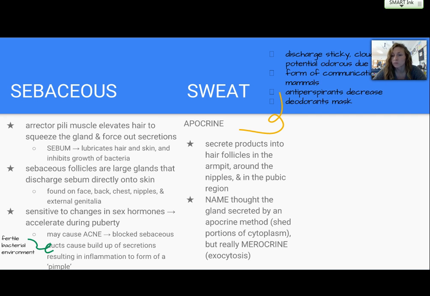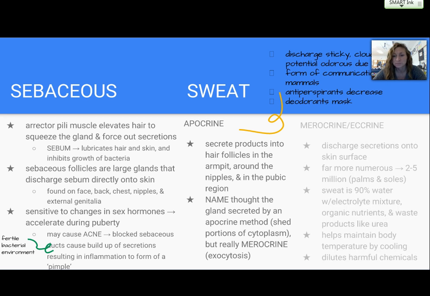They can be a form of communication in some mammals. Antiperspirants are going to decrease the amount of sweat by kind of blocking up the pores, and then deodorants mask it. Now, your merocrine or your eccrine glands, they discharge secretions onto the skin's surface.